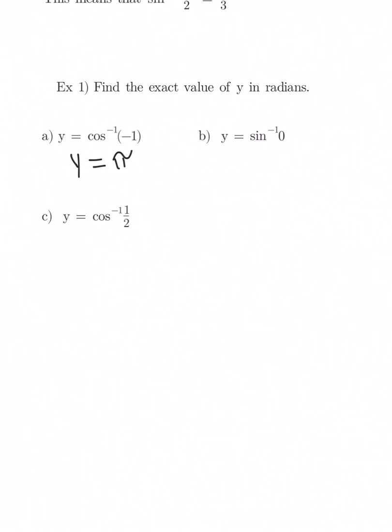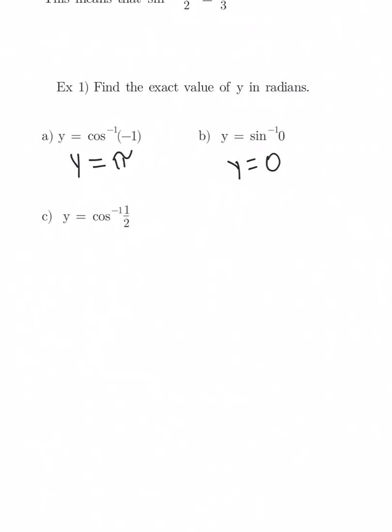On B, we have y equals the inverse sine of 0. So you are asking yourself in quadrant 1 or in quadrant 4, because this is sine, where is the sine value equal to 0? What angle has a sine value or a y value of 0? That happens at 0 radians.